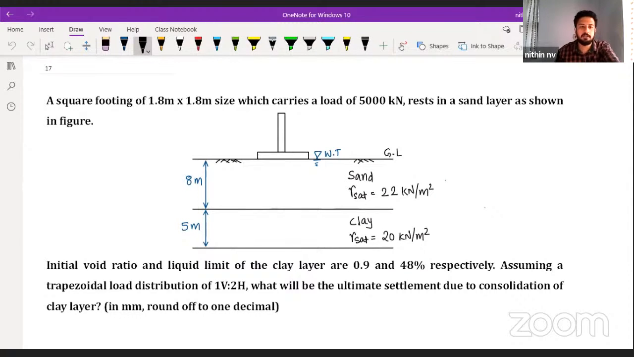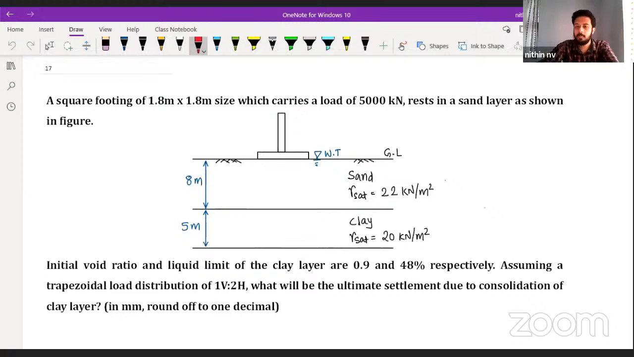What do we want to calculate? The ultimate settlement in the clay layer. If they are asking for sand, generally they don't ask for consolidation. Wherever you are seeing that, they will give all the data. In advanced geotechnical engineering we can study it, but generally we take clay only.